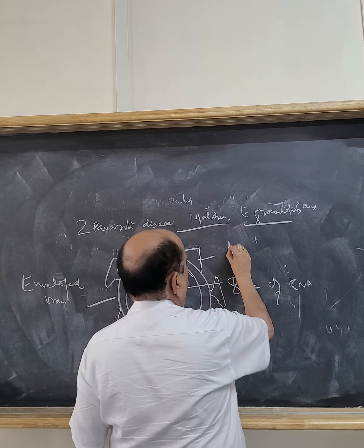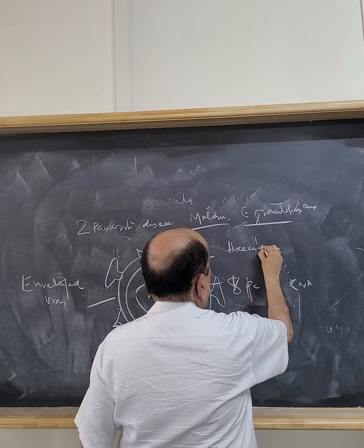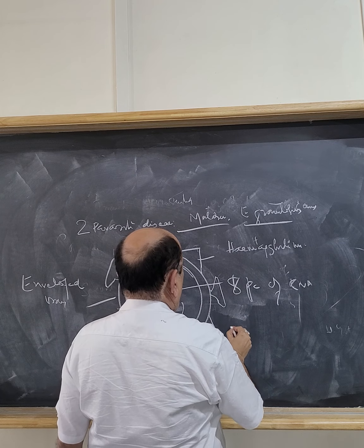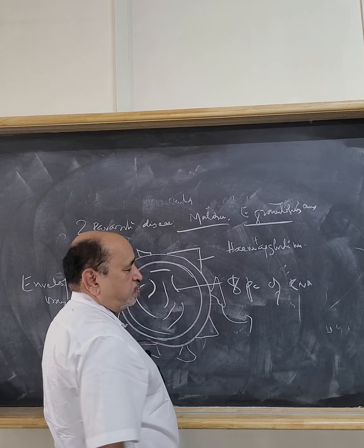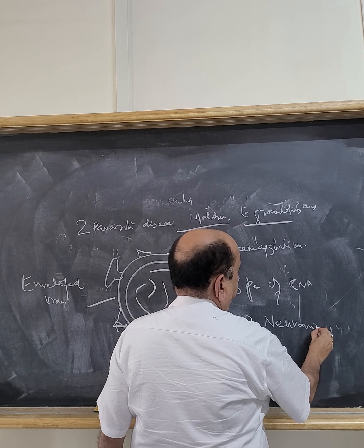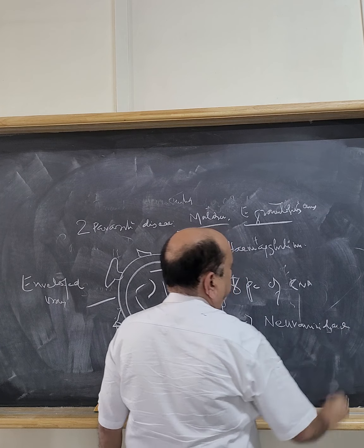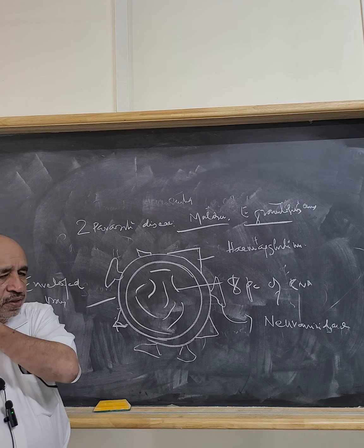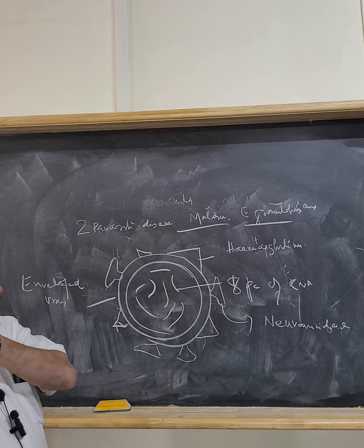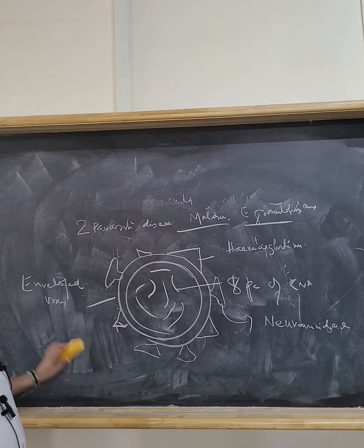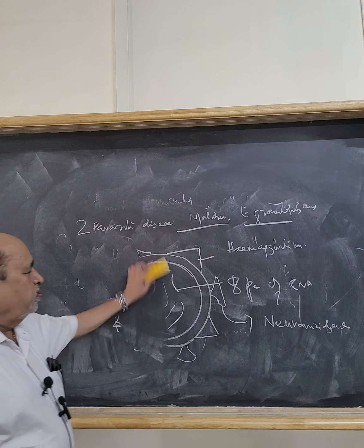This triangular shape is called hemagglutinin. This mushroom shaped one is called neuraminidase. So you have to practice the diagrams of HIV, hepatitis B, and influenza. Rabies virus also. You have to practice and write down the diagrams.